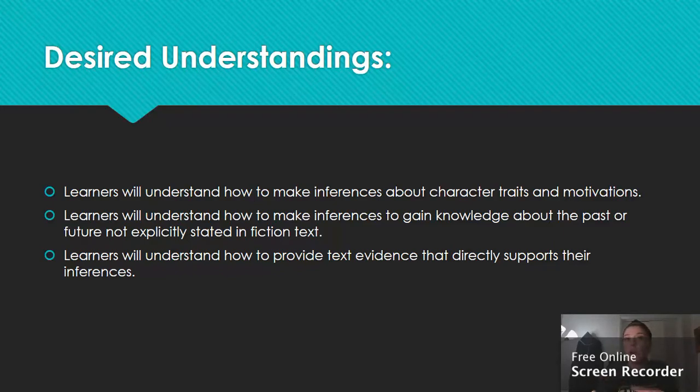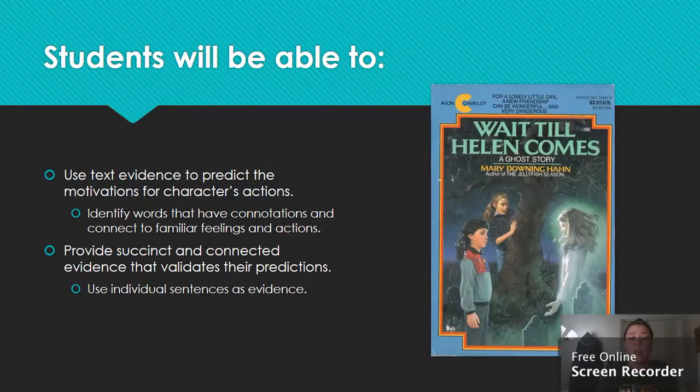And we've been talking a lot about connotations and what some of these words mean, which we'll see in just a second. Students will be able to use text evidence to predict the motivations for characters' actions, identify words that have connotations, and connect to familiar feelings and actions. For example, students don't understand when somebody is talking about being suspicious. If a character is sneaking someplace, you can kind of guess, you can infer that they don't want to be seen. And the second one provides succinct and connected evidence that validates their predictions. I want them to use individual sentences as evidence, not entire pages or paragraphs.